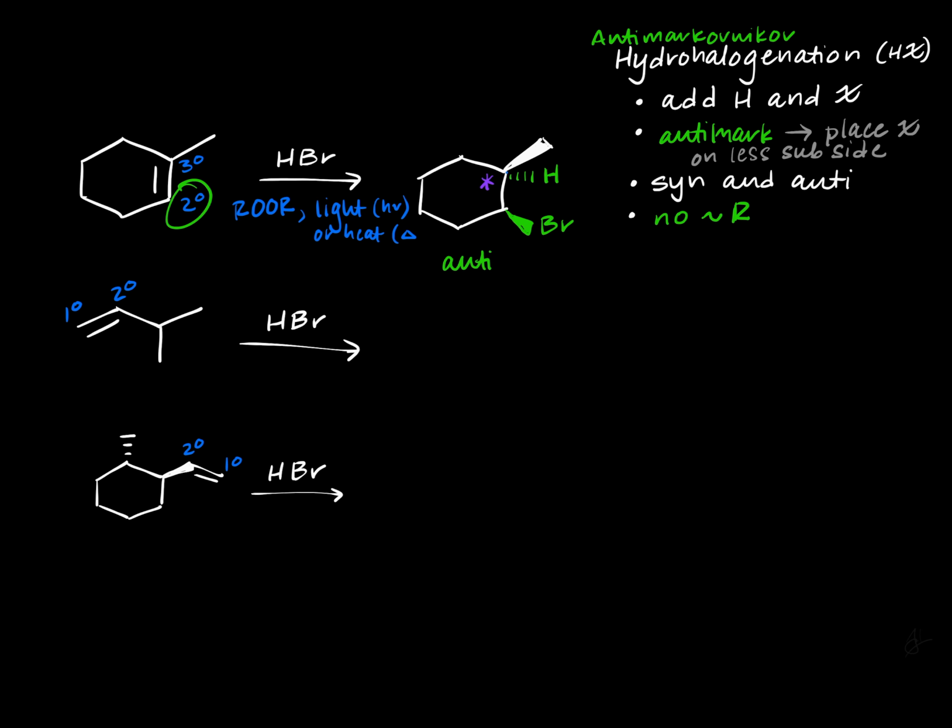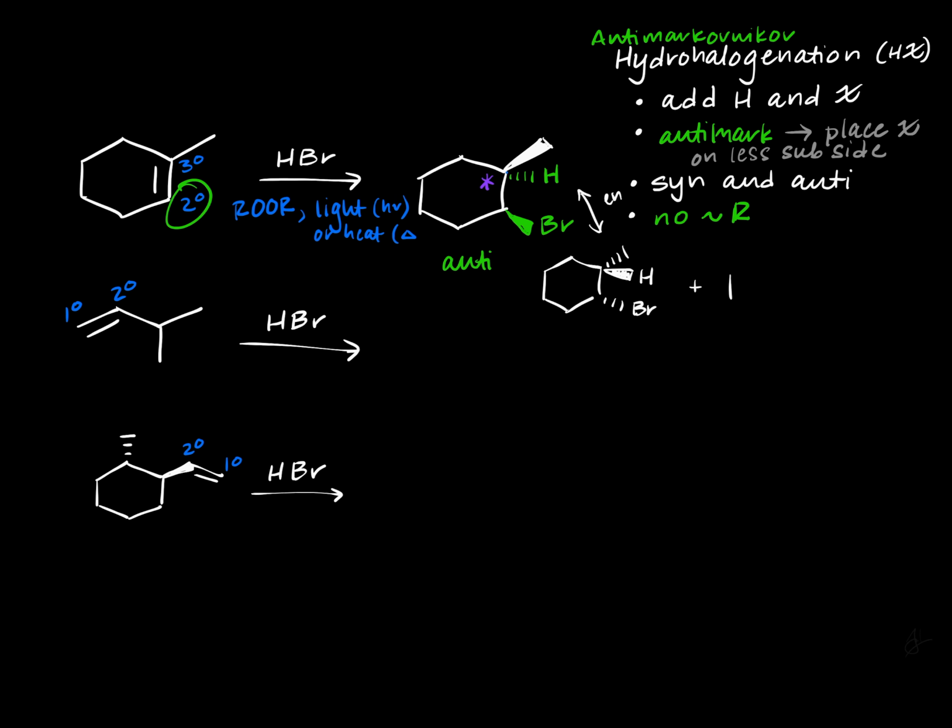And I could have gotten the enantiomer, right? I didn't have to place the bromine on the wedge and the hydrogen on the dash. I could have done the opposite. So I could have also gotten this product. Let's make sure we draw it correctly. These 2 things are enantiomers. But again, these are just the anti products. I could have also gotten the syn products.